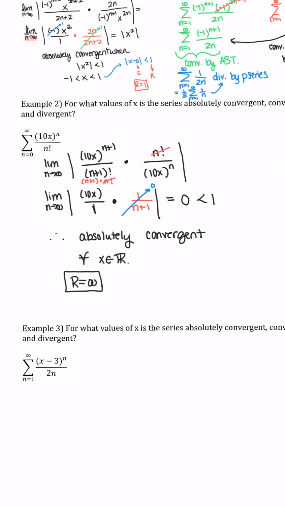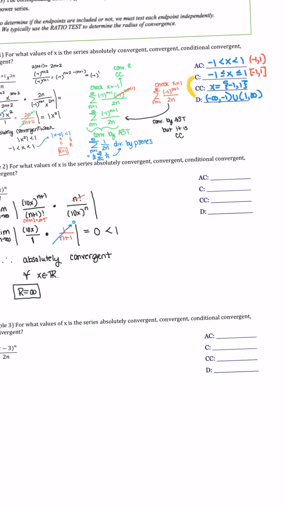And now when I come over here to fill this in, where is this absolutely convergent? For all real numbers. Where is it convergent? For all real numbers. Where is it conditionally convergent? Nowhere. So I'm going to write the null set, or you can write none if you want. And where is it divergent? I'm going to write the null set, or you can write none. So that one wasn't too bad at all. Let's look at example 3.